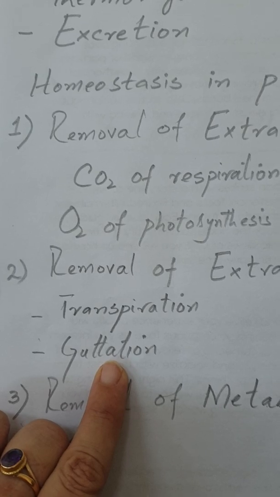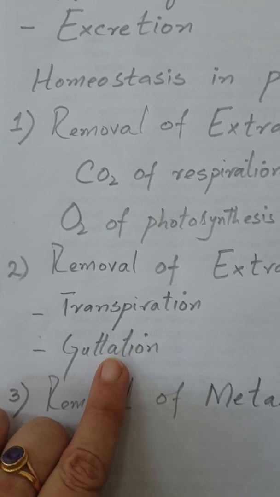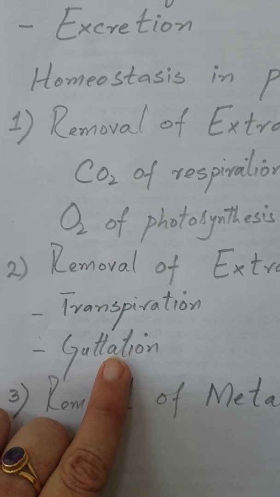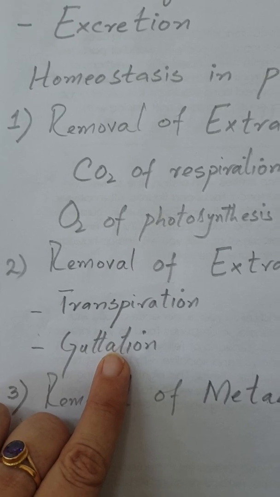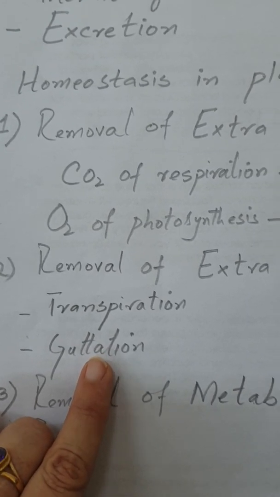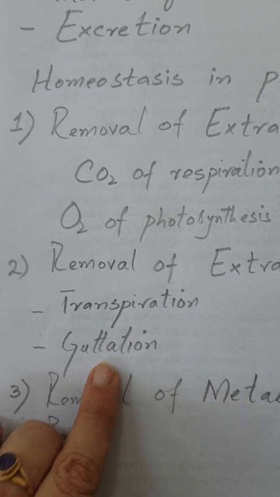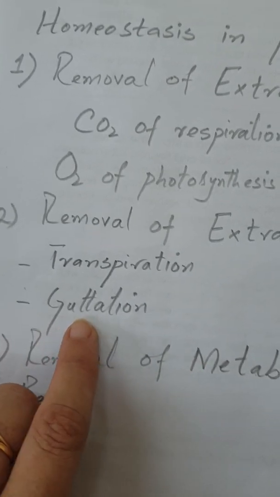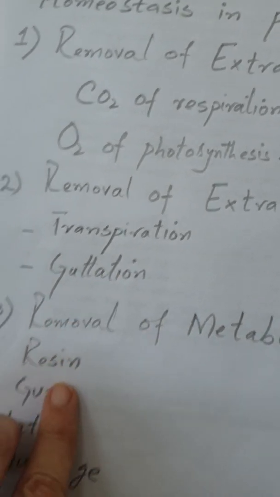But dew drops are not water released from the internal parts of the plant. Dew is water that is condensed from the air in the external environment, while guttation is water released from the inside of the plant. So there is a big difference between guttation and dew formation.